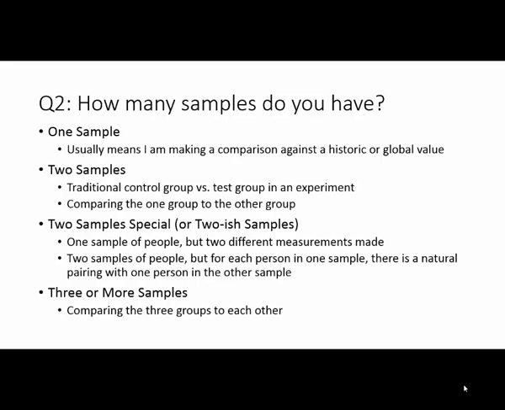All right, here's your second question. Question 2, how many different samples will you have? Or how many different groups will your subjects be in? In a classic experiment, you have a test group and a control group.